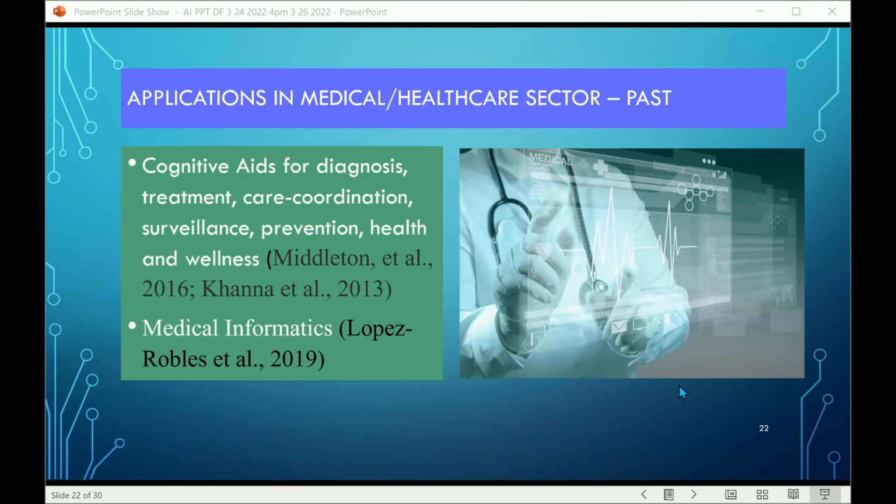And we have our next sector, which is medical healthcare. In the past, cognitive aids were used for diagnosis, treatment, coordination of care, surveillance of patients, prevention, and health and wellness of patients. For example, we can monitor the diabetes sugar for a patient. Aids such as surgical safety checklists, operating room checklists, interactive aids for crisis care, medical simulations, helping patients with chronic health issues, and setting up telehealth with patients from the AMA are just some examples.